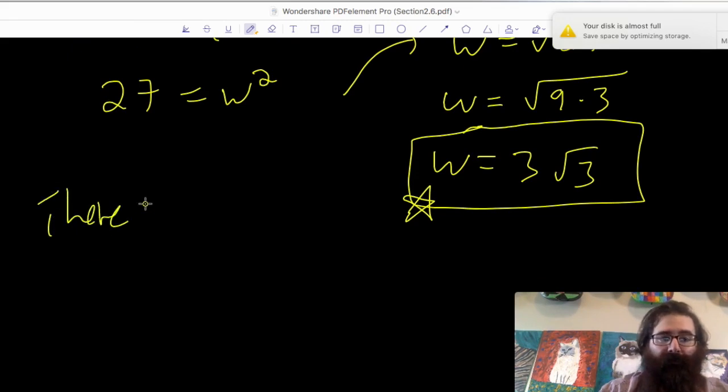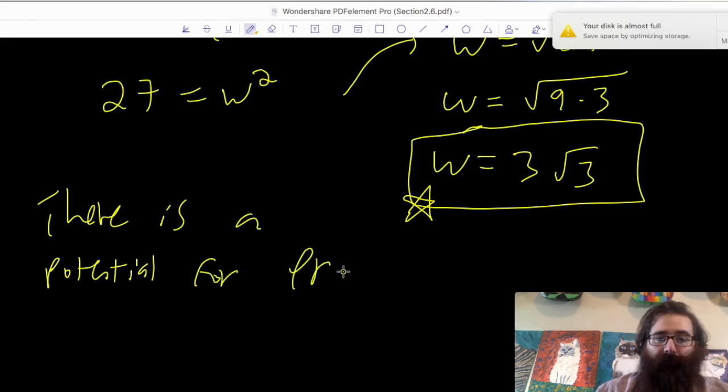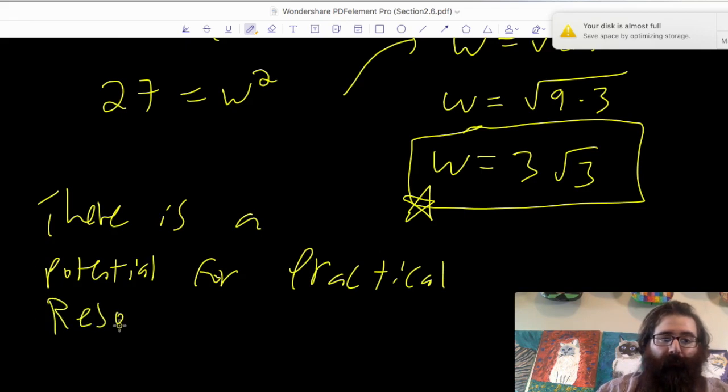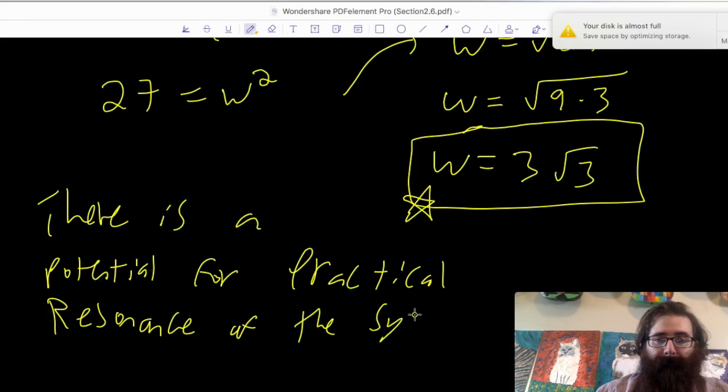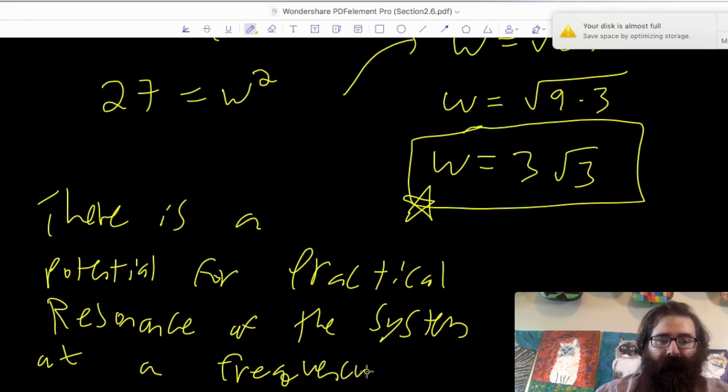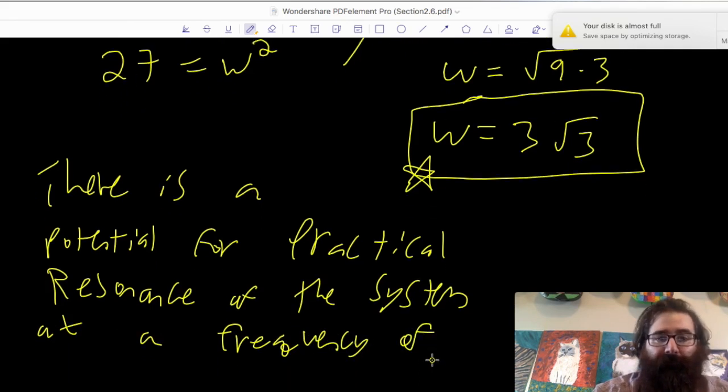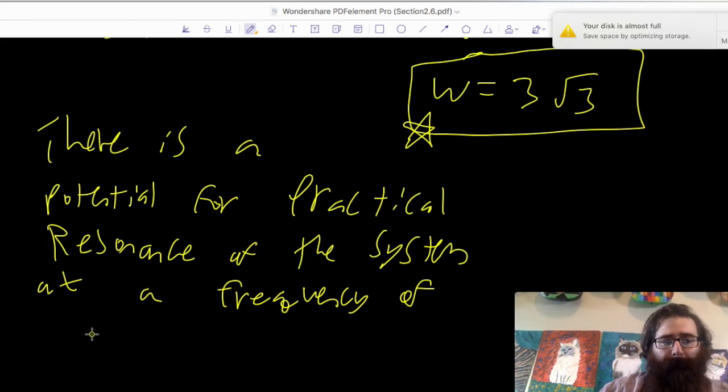So there is a potential for practical resonance of the system at a frequency of omega equals 3 times square root of 3.